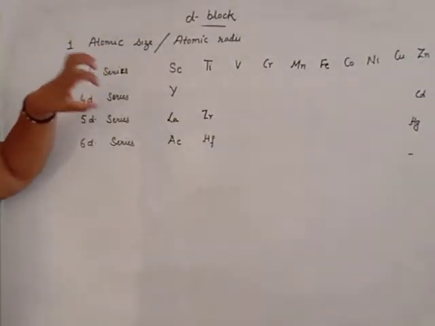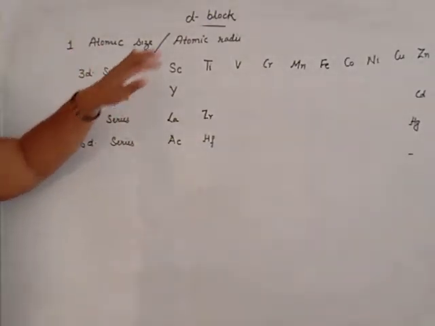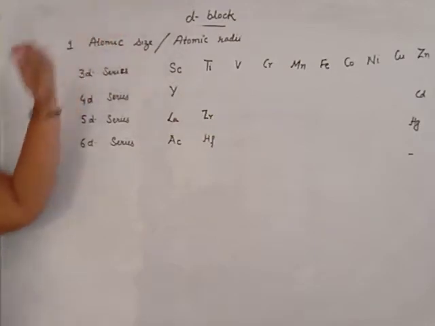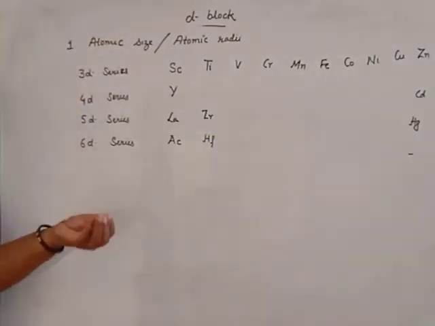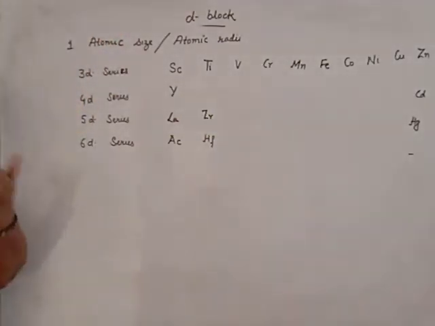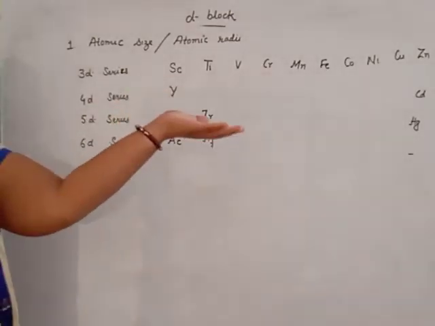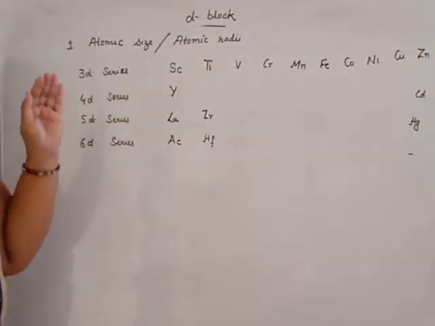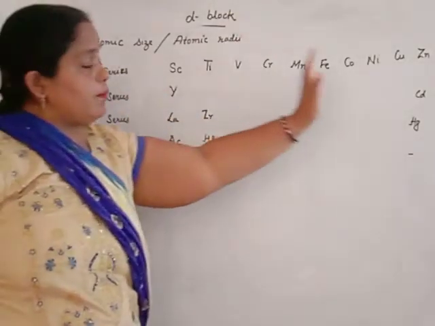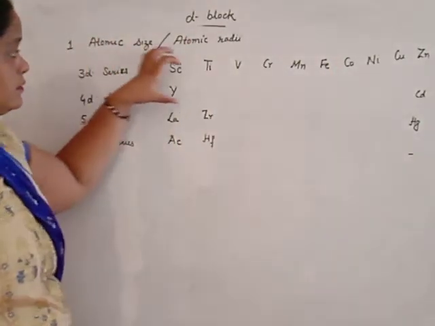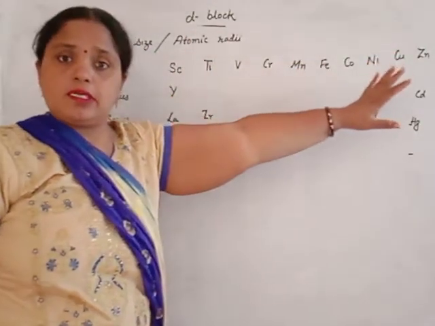Now we will discuss atomic size only of the d block. When we compare the atomic size of d block with s block, they are smaller than s block. With p block, they are larger than p block. But for d block, period wise atomic size decreases.